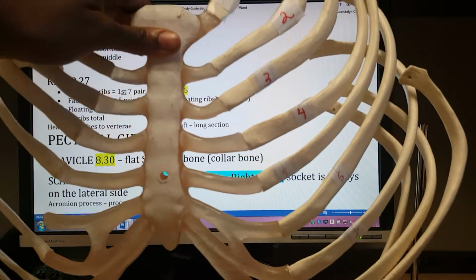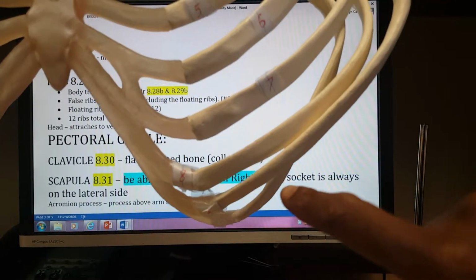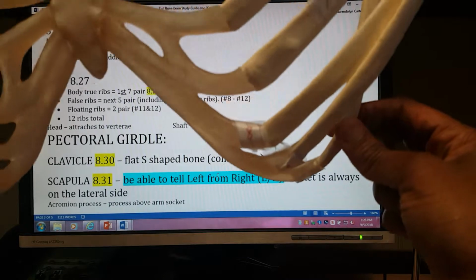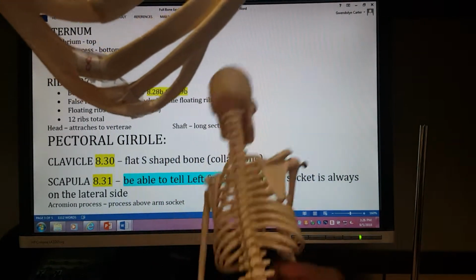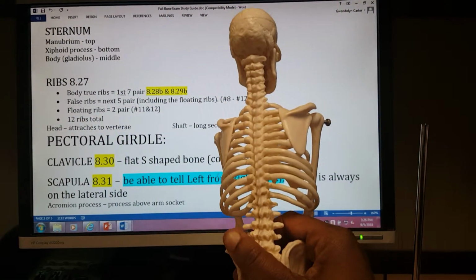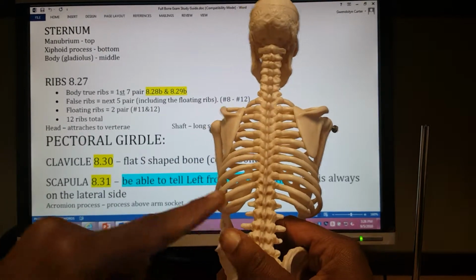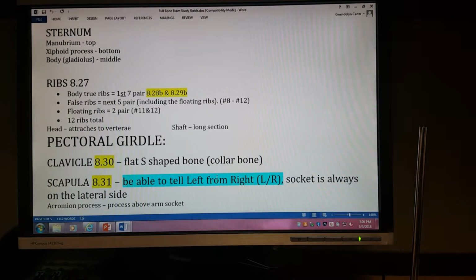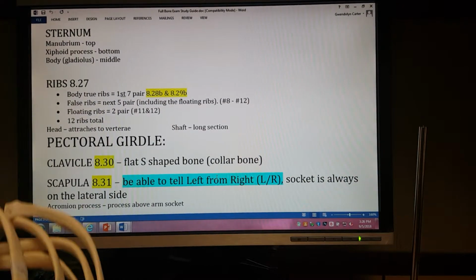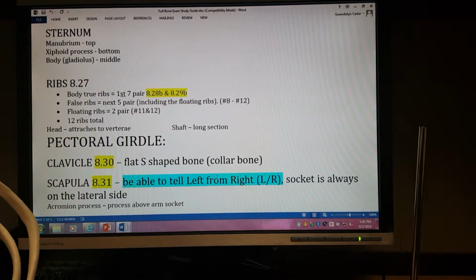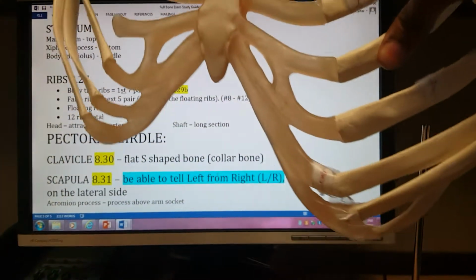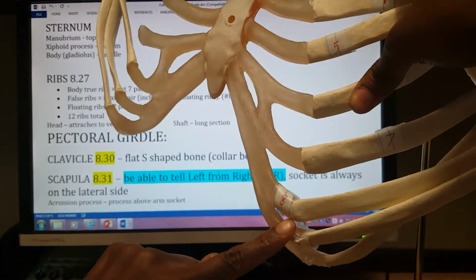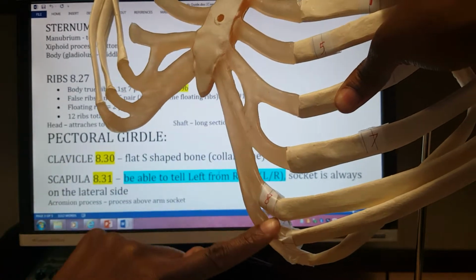The last 5, so that's your 8, 9, 10, and not pictured, I should put it here, is your 11 and 12, so the last 5. So these last 2 are floating ribs here. Because they don't have their own individual connection to the sternum, they're called your false ribs.